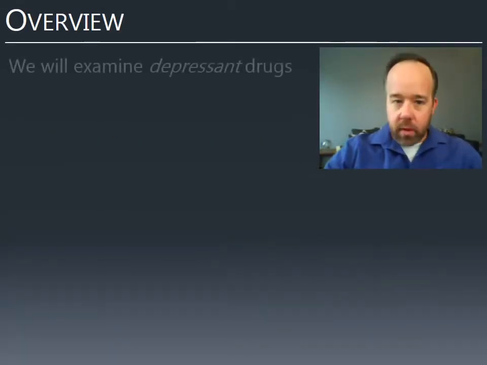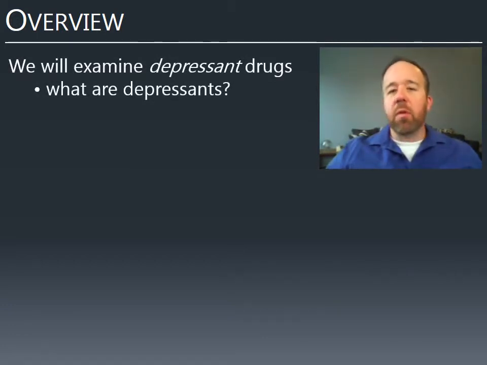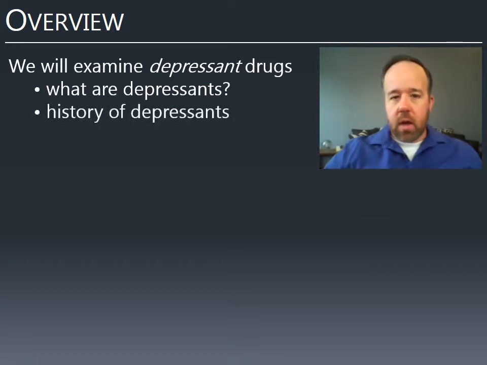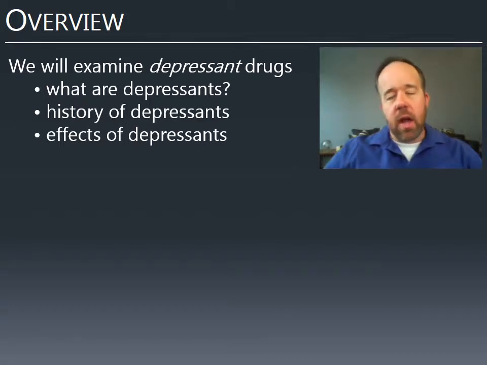Okay, so by way of overview, we're looking at depressants. First we'll define what they are. Then we'll go over the history of depressants. How are they developed? What are they used for? What effects do they have, both on neurons and on behavior? And of course, the effects on behavior are why they're used both illicitly and legitimately.